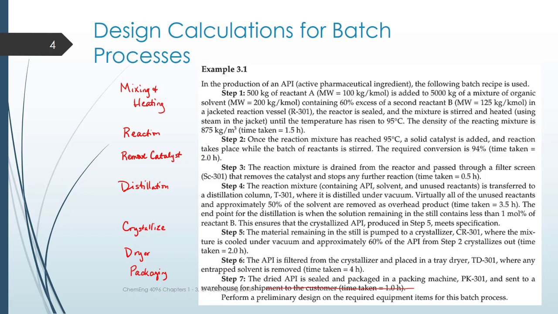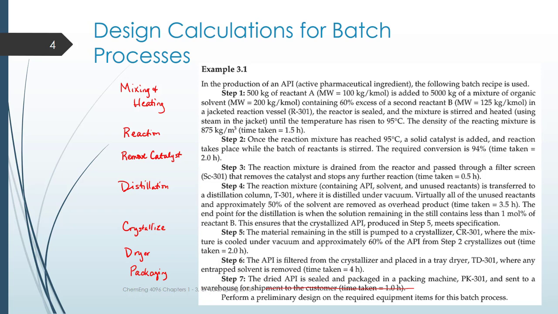Step 2. Once the reaction mixture has reached 95 degrees C, a solid catalyst is added, and the reaction actually happens while the batch of reactants is stirred. The required conversion is 94%, and this will take 2 hours. So this describes how the reaction is going to happen.